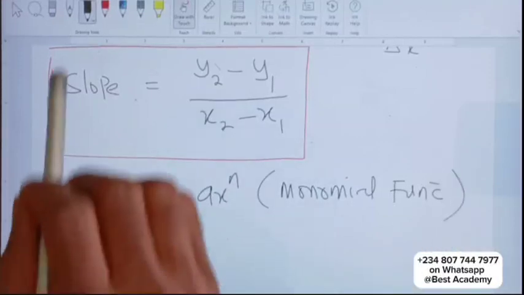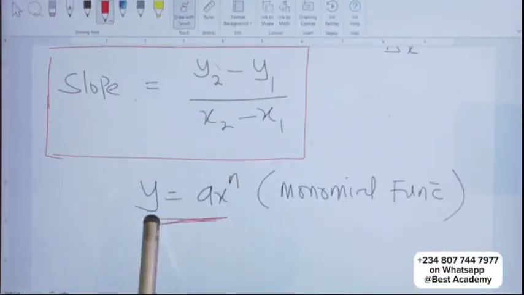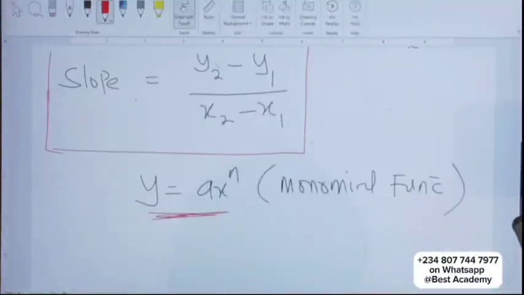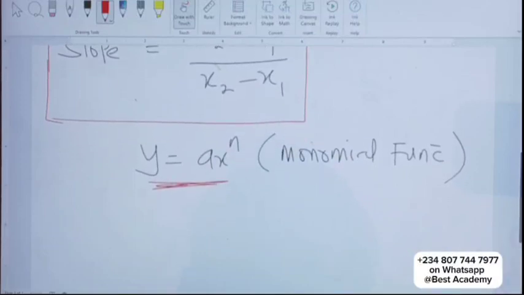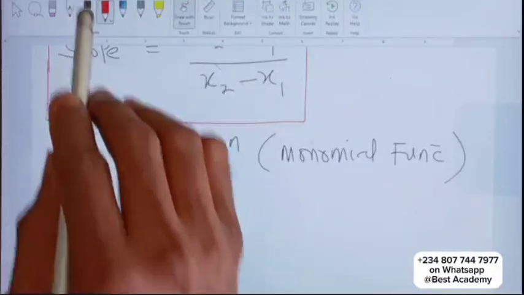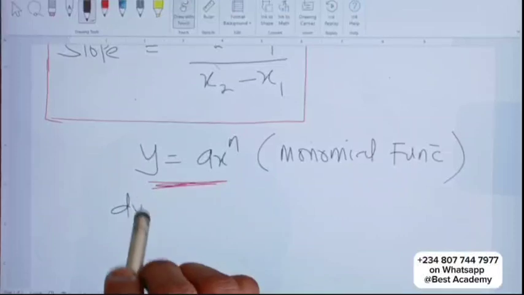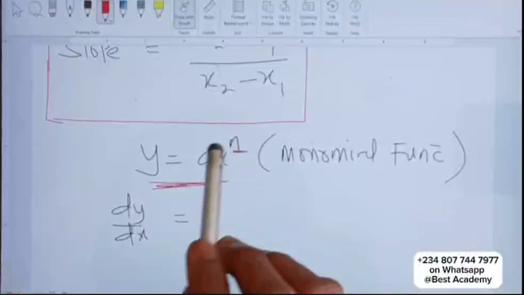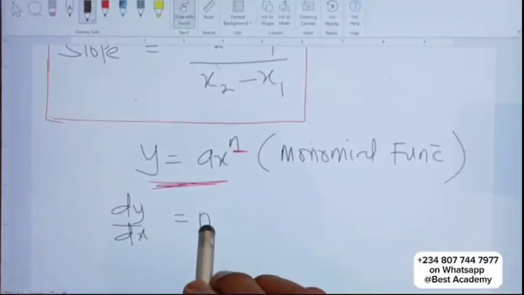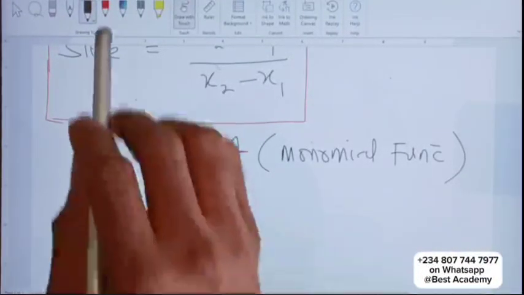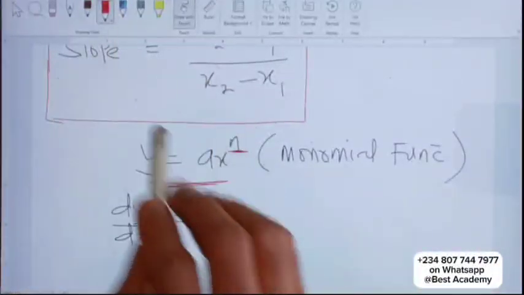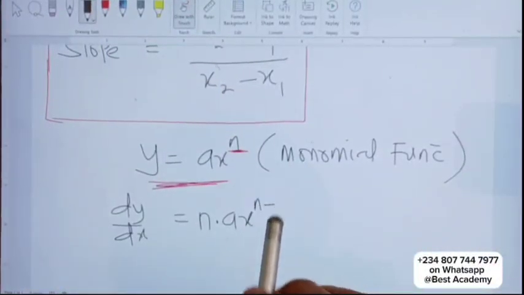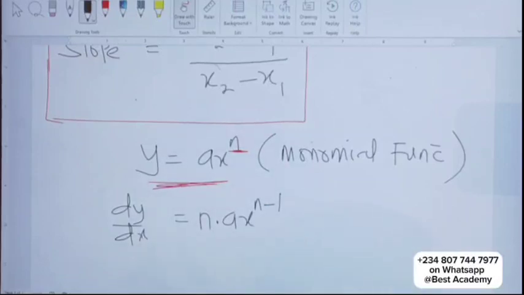Please take note. Since this is a monomial function, how do we differentiate a monomial function? Any function that consists of only one term, we call a monomial function. To differentiate that, we take the power down to the base and subtract 1 from it. So dy over ds will be equal to: take this power here down to the base, that is n times s, subtract 1 from the power, n minus 1. So this is how we differentiate all monomial functions.